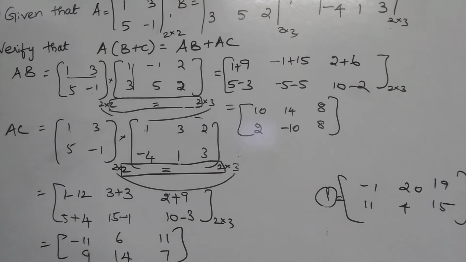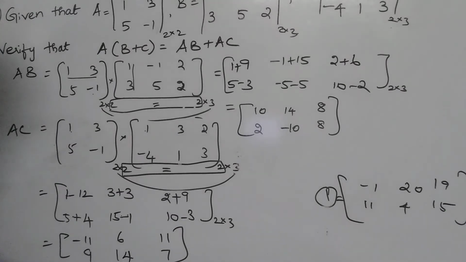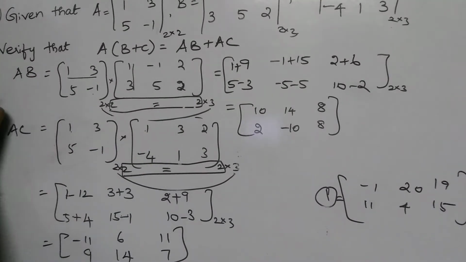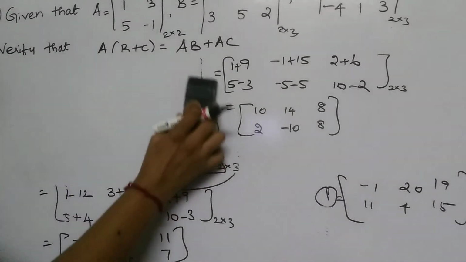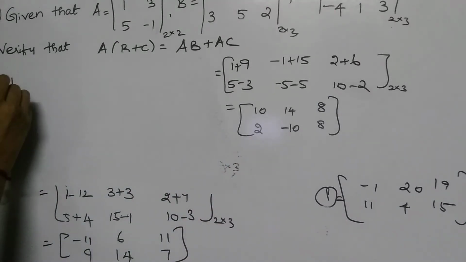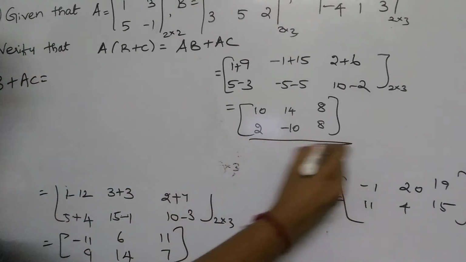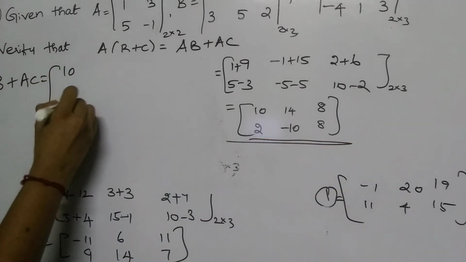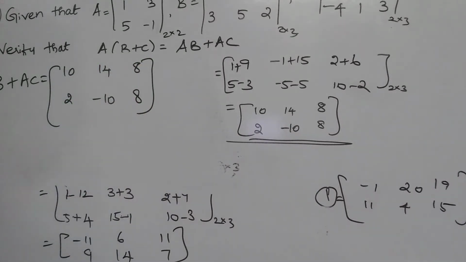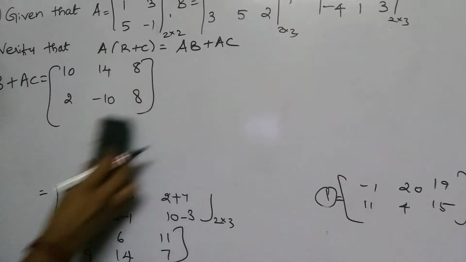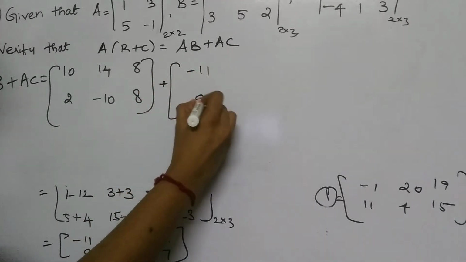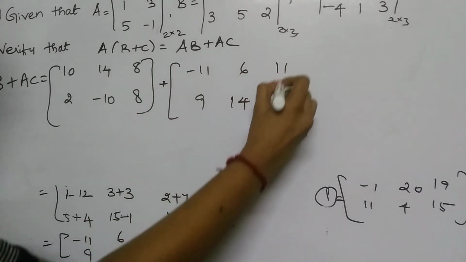Right, now do it. What is it? AB plus AC. Noted all of you? Write AB plus AC now. Shall we dust this first one? This side column we will dust it. So your AB result, then AC result you have to add it. So this is what your AB result: 10, 2, 14, minus 10, and then 8, 8. This is your AB result. Add with the AC result. What is the AC here? You have AC, right? Minus 11, 9, 6, 14, 11, 7.